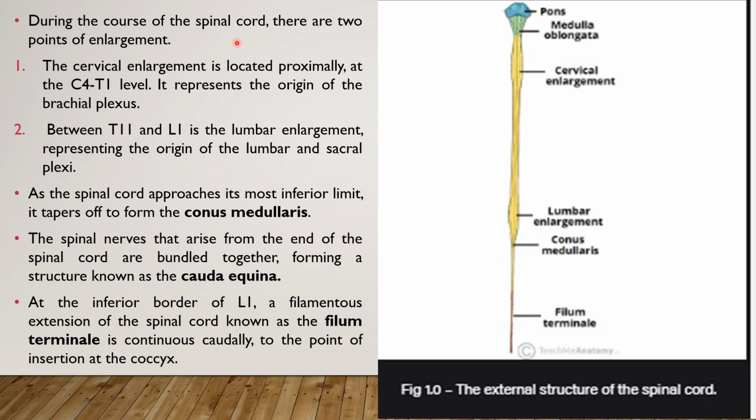So the spinal cord has two enlargements, cervical enlargement and lumbar enlargement. The end of the spinal cord is called the conus medullaris, below which there is a nerve bundle called the cauda equina, and the fibrous or filamentous extension of the meninges of the spine is called the filum terminale.